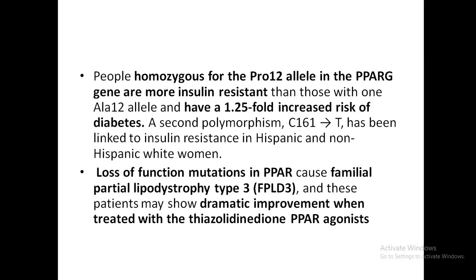Another polymorphism is C161-T, which is linked to insulin resistance in Hispanics. Loss of function mutations in the PPAR gene cause familial partial lipodystrophy type 3, FPLD3, and it shows dramatic improvement when treated with thiazolidinedione PPAR gamma agonists like pioglitazone. You already know the mechanism of pioglitazone.